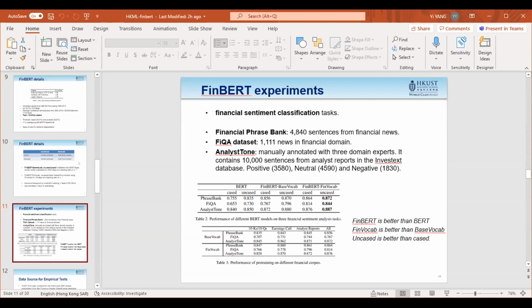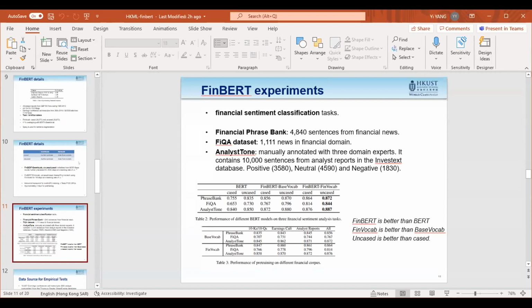We evaluate the performance of the BERT model and the FinBERT model on 3 different financial sentiment classification data sets. Two of them are publicly available. The Financial PhraseBank is publicly available. The FiQA data set is also publicly available. The last one, the analyst tone, is our own data set, which was annotated manually by us. It contains about 10,000 sentences from analyst reports. So we manually annotated this data set.